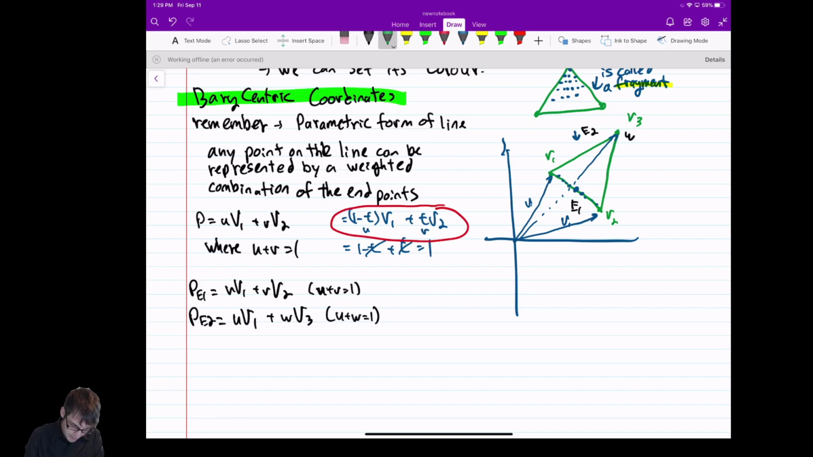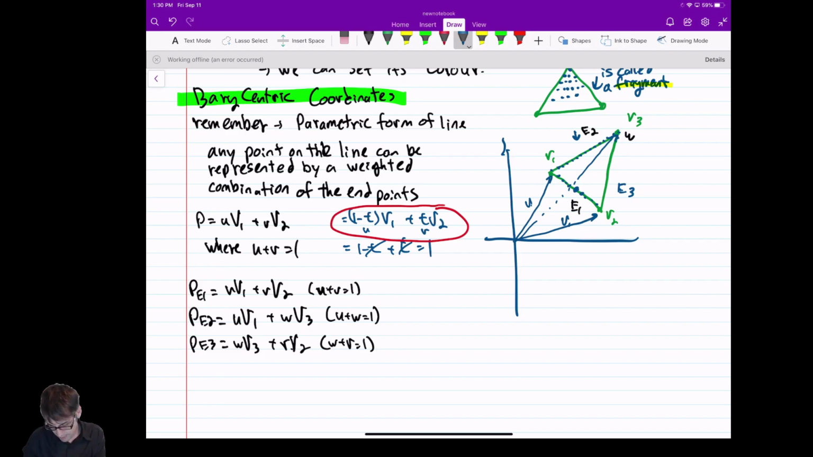So what I've done here is the exact same thing. I have a parametric form of this line, and as I go from 100% of v1 to 100% of v3, I'm going to get these points along this line. It's just the exact same thing, a parametric equation. And for completeness, I'm going to do E3 down here. The point along E3 is going to be w v3 plus, let's use the same numbers, v times v2, where w plus v is 1. Same thing. So all I've done here is I have 3 parametric equations for these lines, just using different variables for them, and you'll see why in a minute.